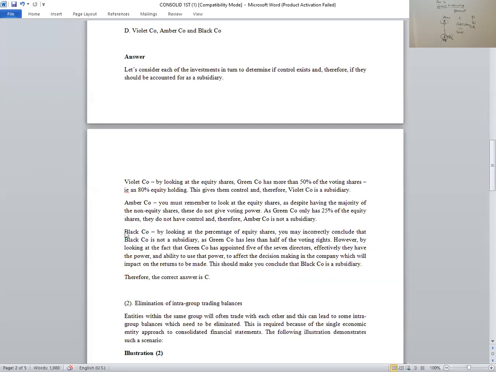We are told the black company, by looking at the percentage of equity shares, which was 45%, you may incorrectly conclude that the black company is not a subsidiary, as the green company has less than half of the voting rights.